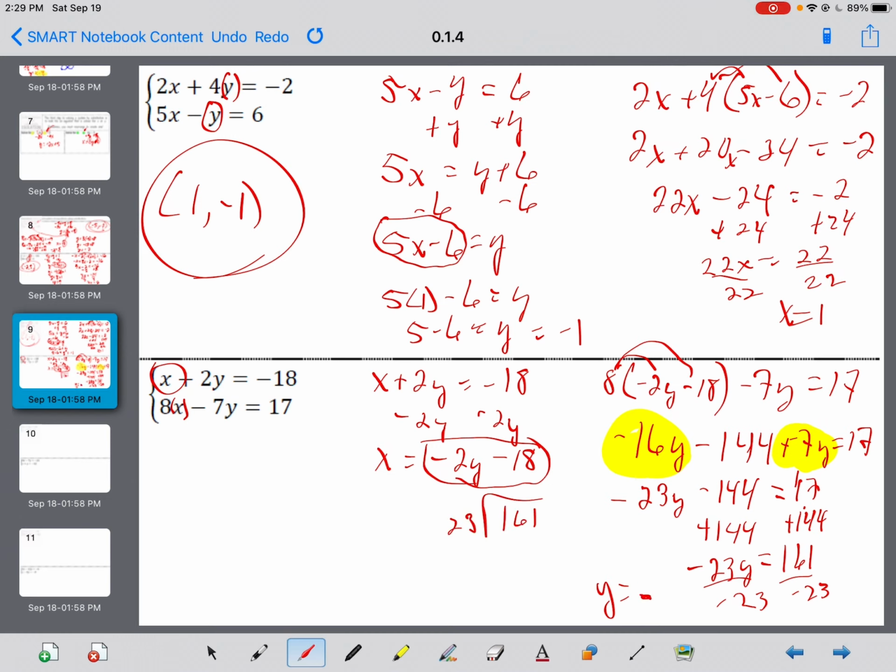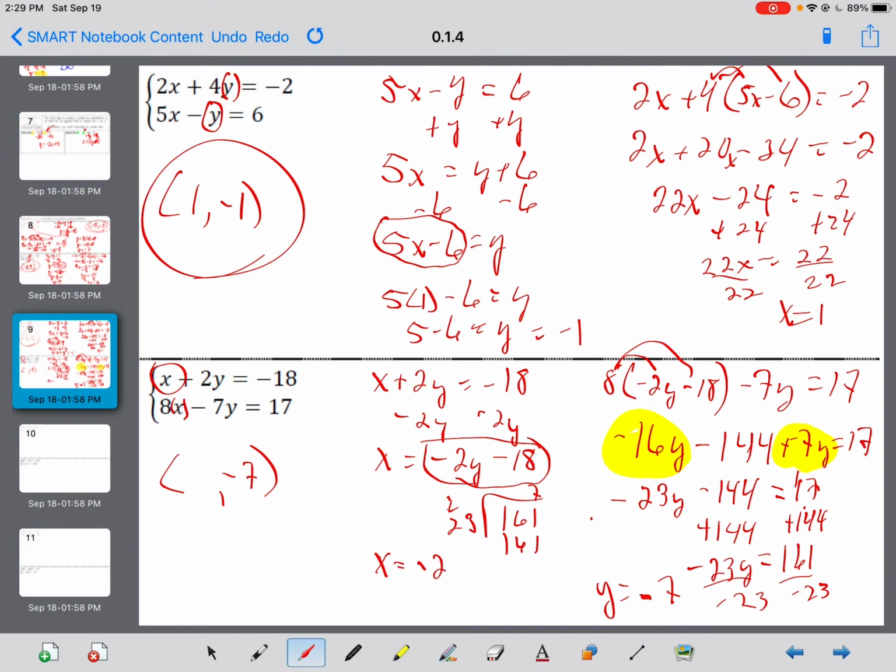Let's put that on there already. 23. 7 times 3 is 21. 7 times 2 is 14, 15, 16. Yep, 7 times. So we got the y part is negative 7. Remember, that's the y one this time, so we got to put it at the back. And then we got to plug that negative 7 in over here for that x.